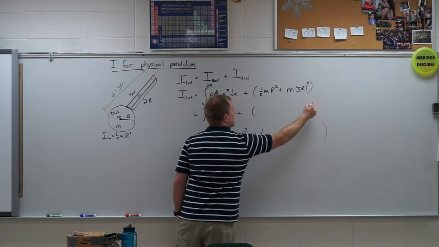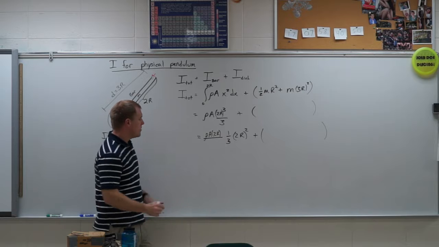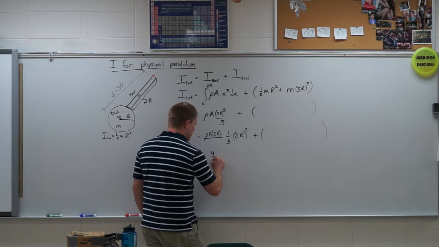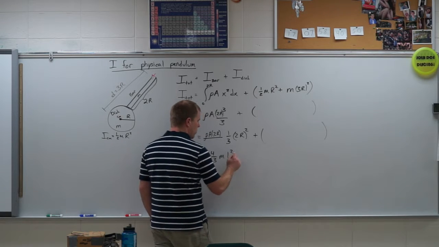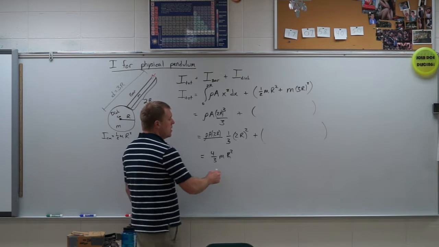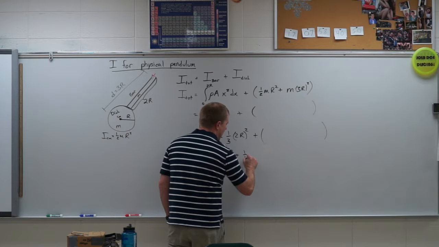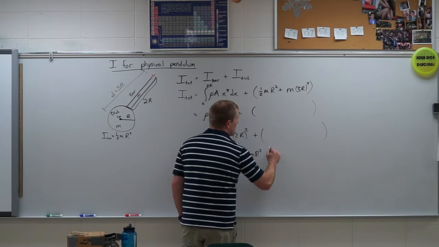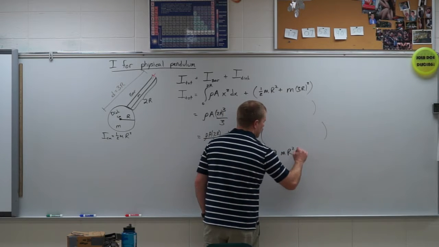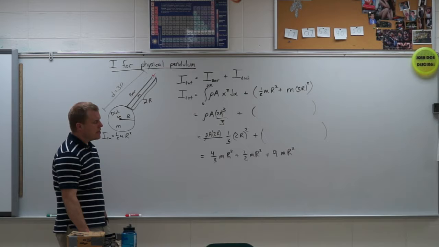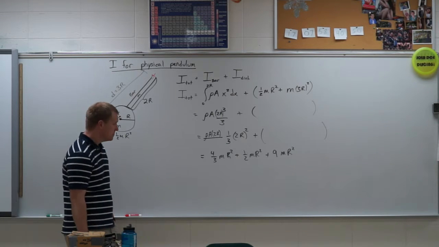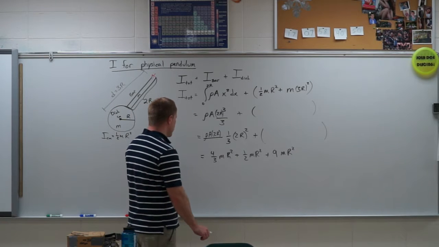This is also plus the rest of that stuff in parentheses. So now I'm going to factor that out. That is going to be an m. So I now have (2) squared is 4/3 mr squared. Plus, over here, I have 1/2 mr squared plus 9 mr squared. So now I just need to go ahead and combine this all together. Let's go ahead and figure that out.